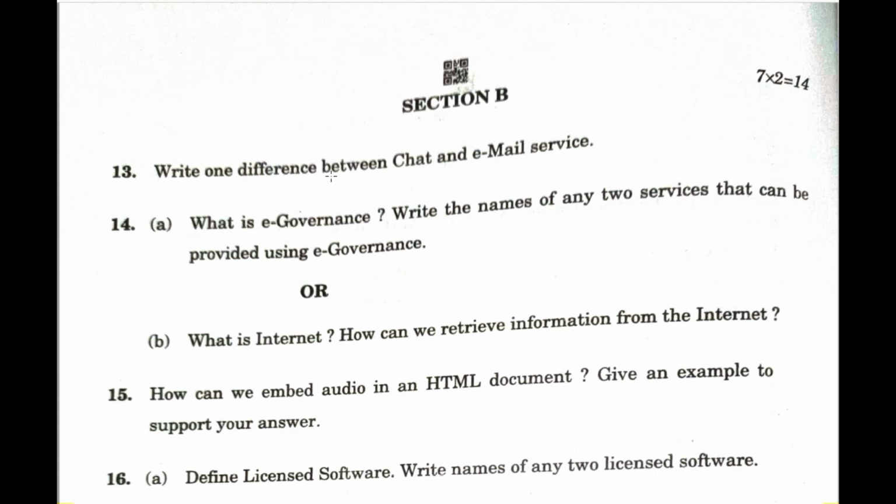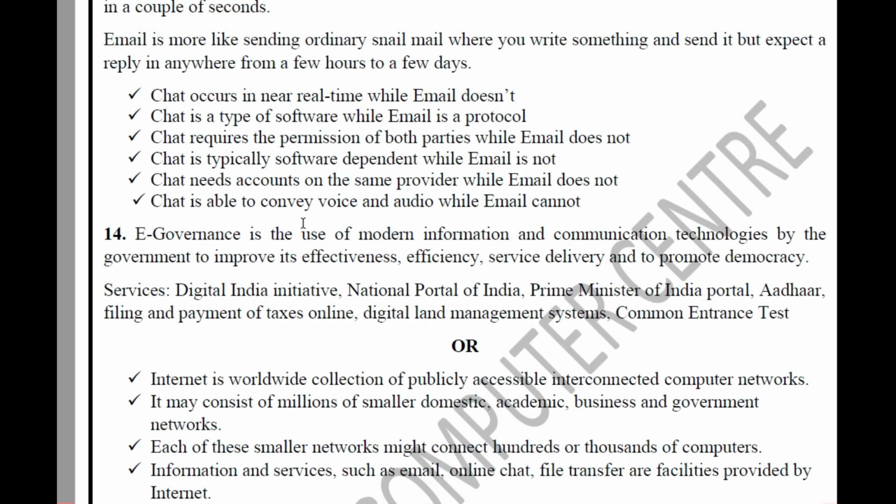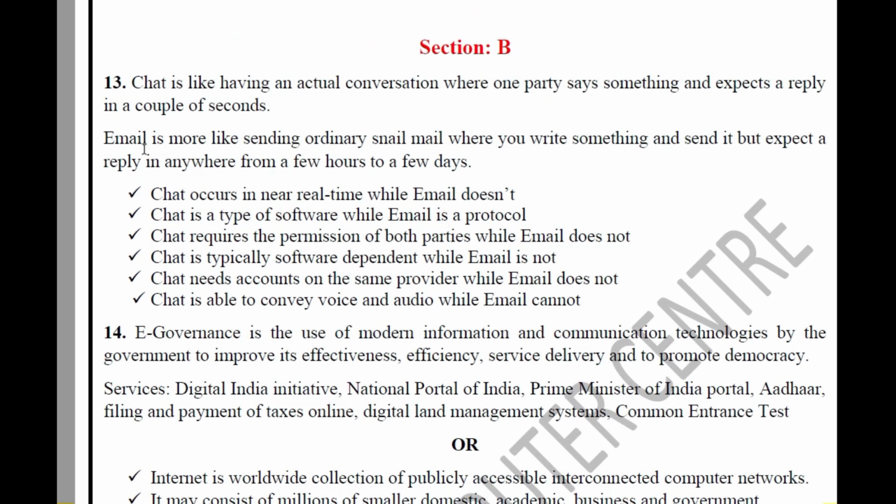First, write one difference between chat and email services. So here the first difference between chat and email is chat is like having an actual conversation where one party says something and expects a reply in a couple of seconds, means we want an instant reply while we are chatting. But when we are doing email, it is more like sending ordinary snail mail where we are sending to someone, but we are not expecting the reply at the same time.